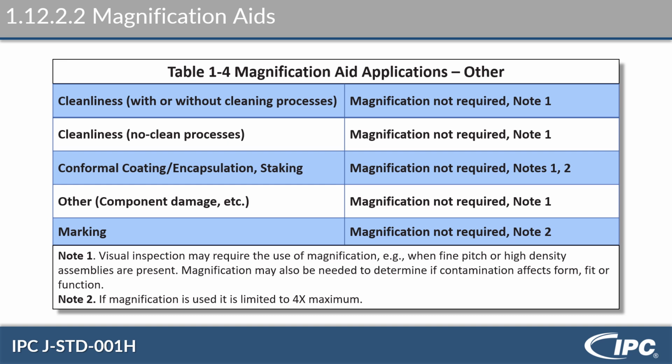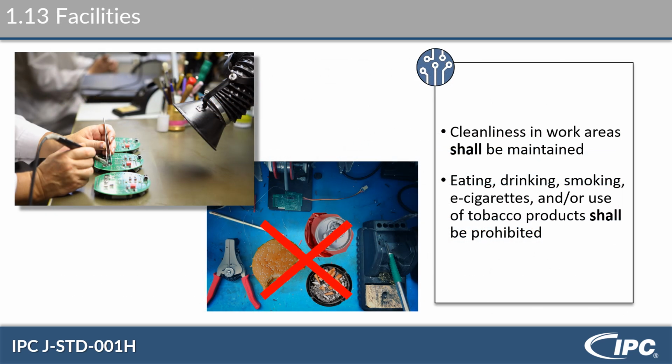And also when you're reading these tables, the notes are your best friend. So make sure you always read the notes. Facilities, cleanliness in the work areas shall be maintained. Eating, drinking, smoking, vaping, chewing tobacco, any of that stuff, don't smoke a pipe, or use of tobacco products shall be prohibited. Yeah, they don't mess around with that anymore.